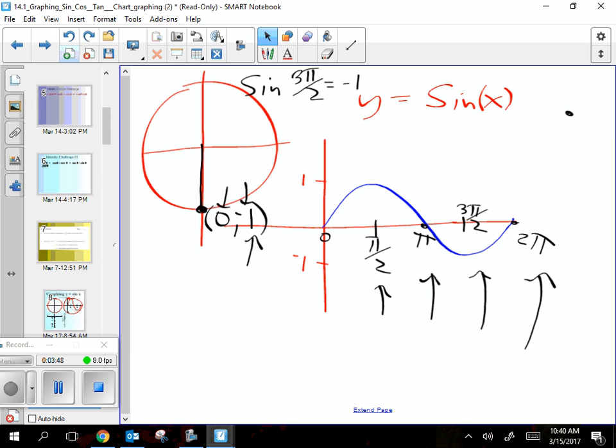This is very important. This is sine, because if you don't get this, then when we stretch sine and move it and flip it and do all that kind of stuff to it, you won't have a clue if you don't know what the original one looks like.